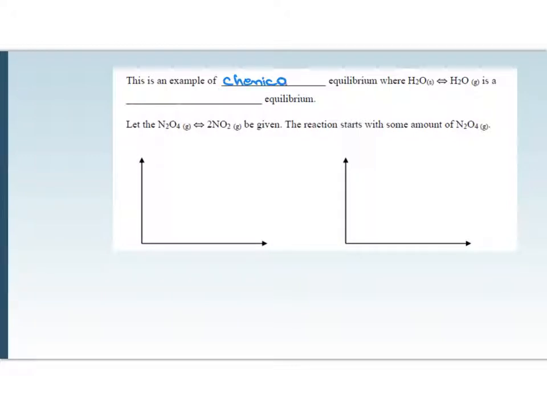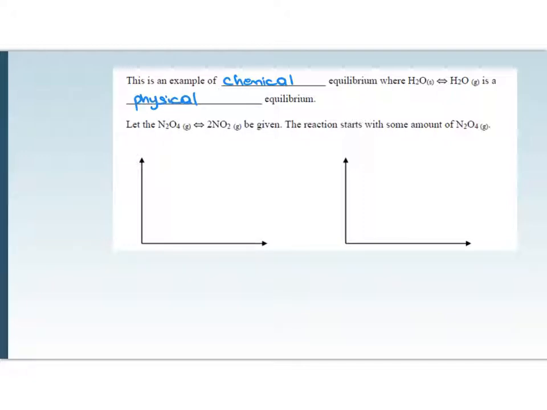So there's a decomposition reaction. But if I tell you that some water molecules are at equilibrium with their vapor pressure, then this is said to be a physical equilibrium. Now let me give a reaction. This is nitrogen tetroxide. It's decomposed into nitrogen dioxide.